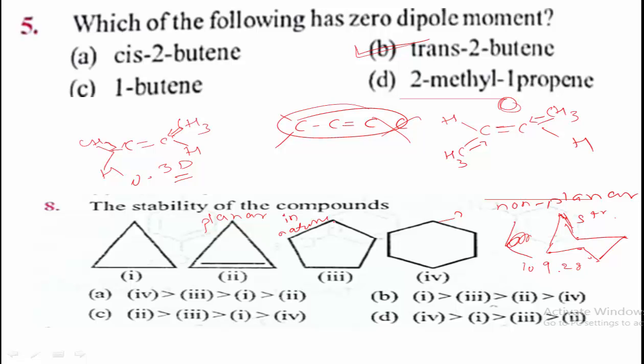Therefore, the structure with more stability is the fourth one, cyclohexane. Therefore, 4 is greater than 3, greater than 1, greater than 2. This means option A is the right answer.